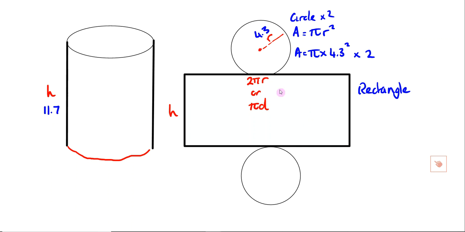And the area of the rectangle is 2 pi r times the height. Yes, exactly. So that would be the area of the rectangle. So that would be 2 times pi times 4.3 times 11.7 in this case. Also, find the width first, and then do length times width and find it.